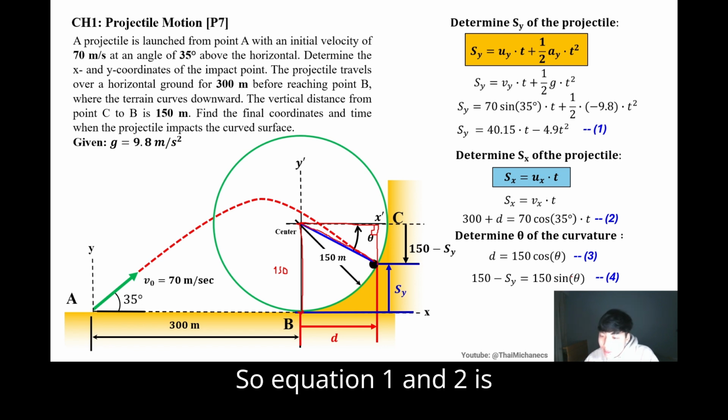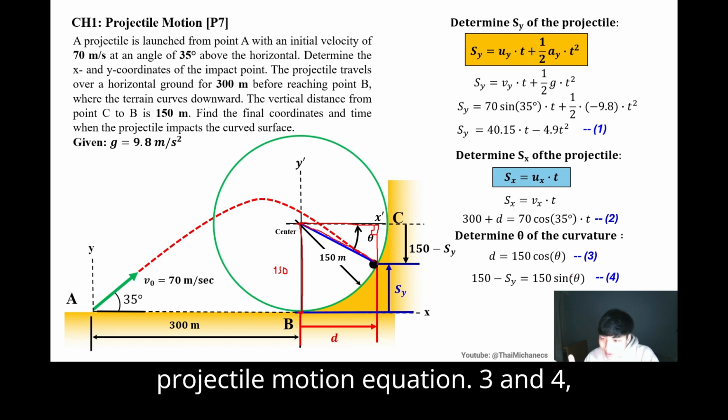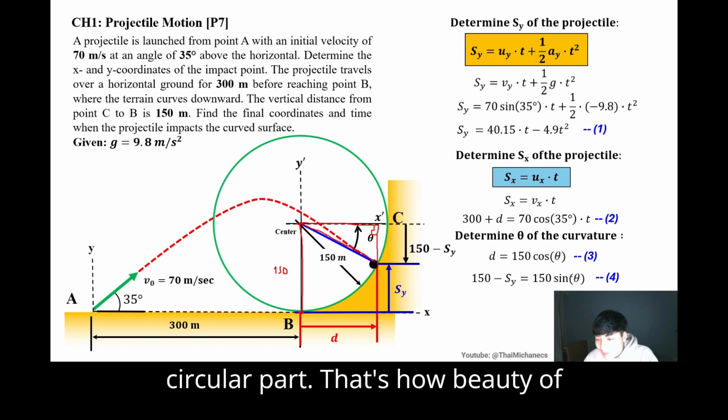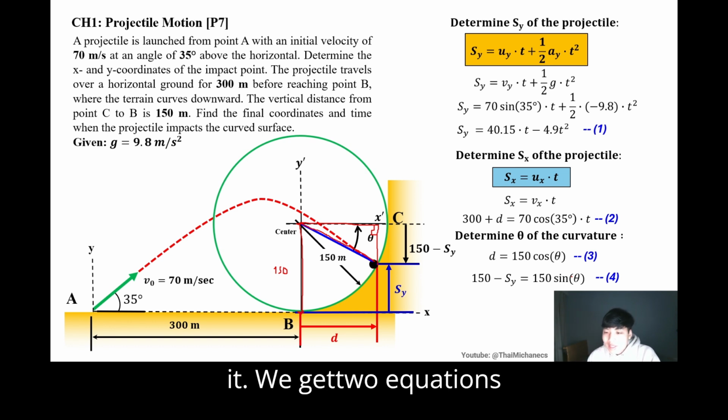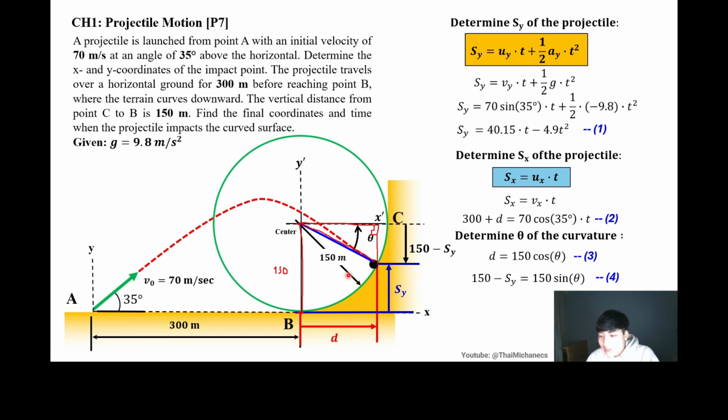So equations 1 and 2 come directly from the projectile motion equation. Equations 3 and 4, however, are simply from the geometry of a circular path. That's the beauty of it. We get two equations from just geometry. Then if we look closely, what do they have in common?